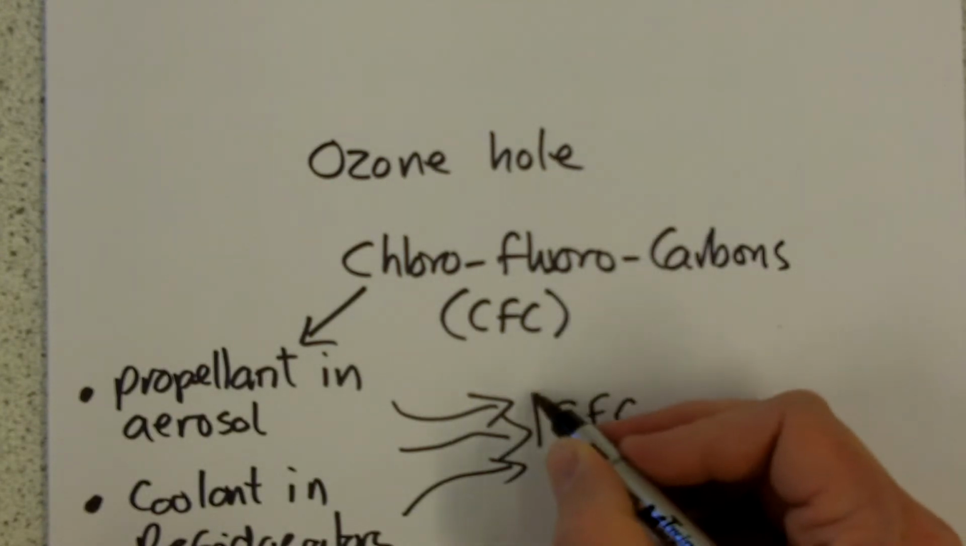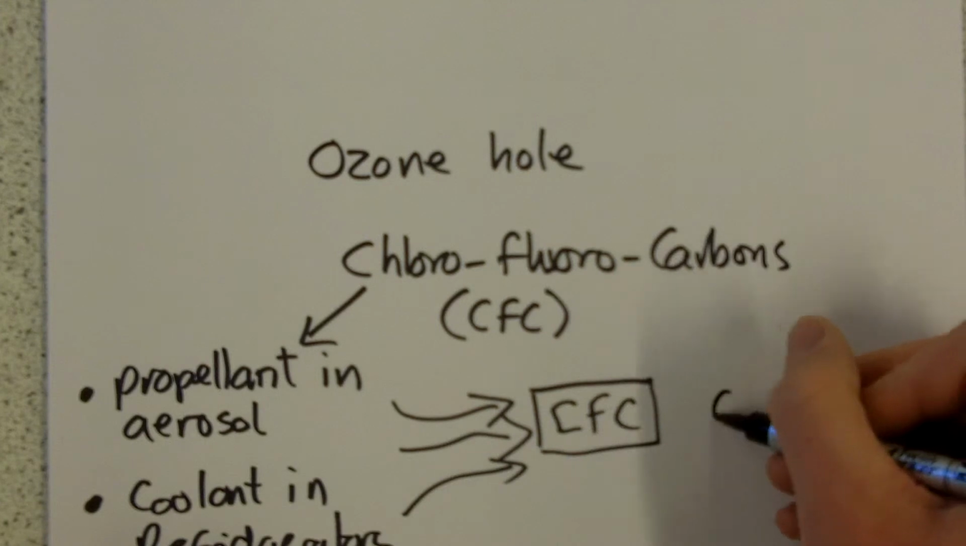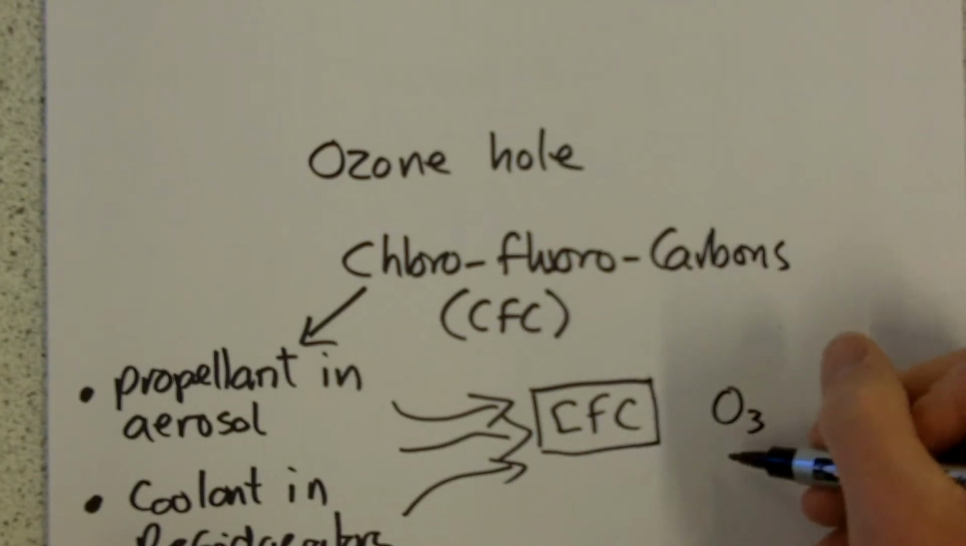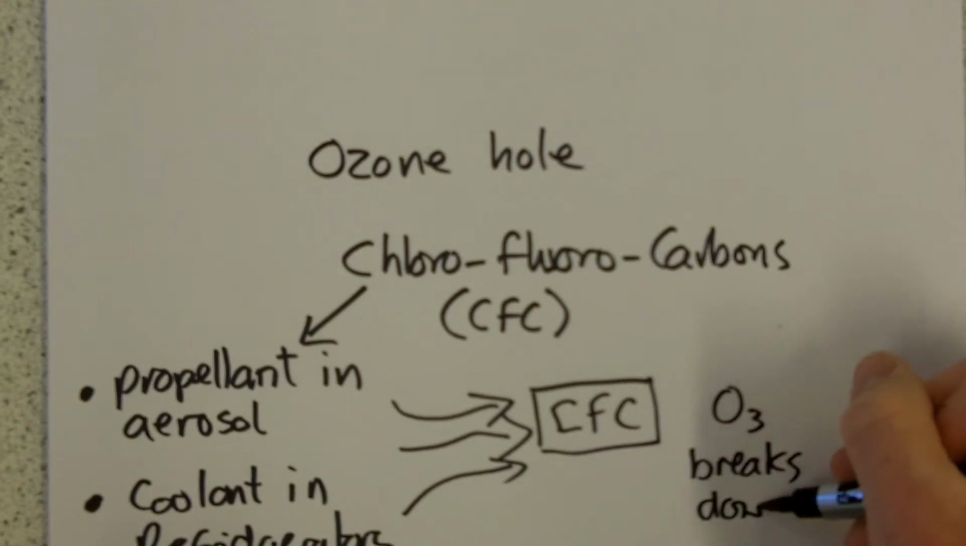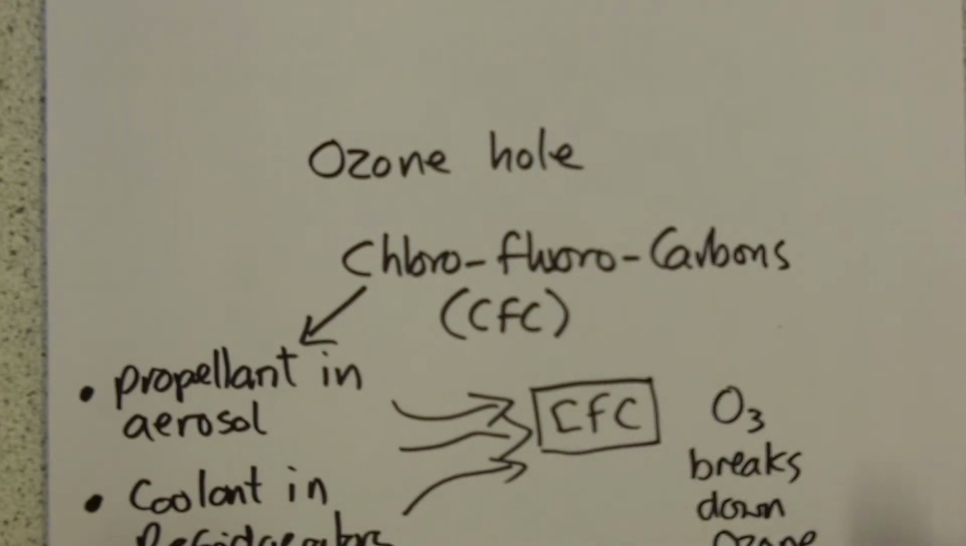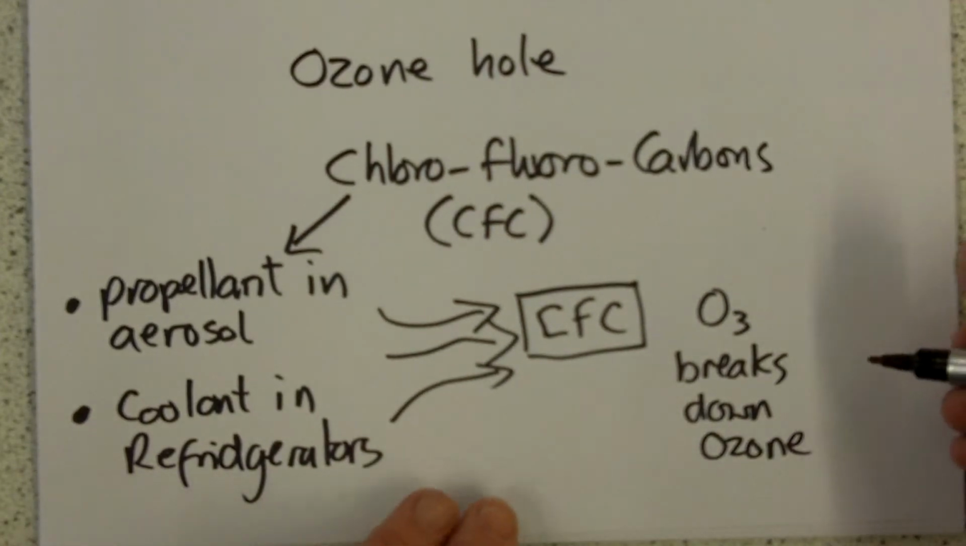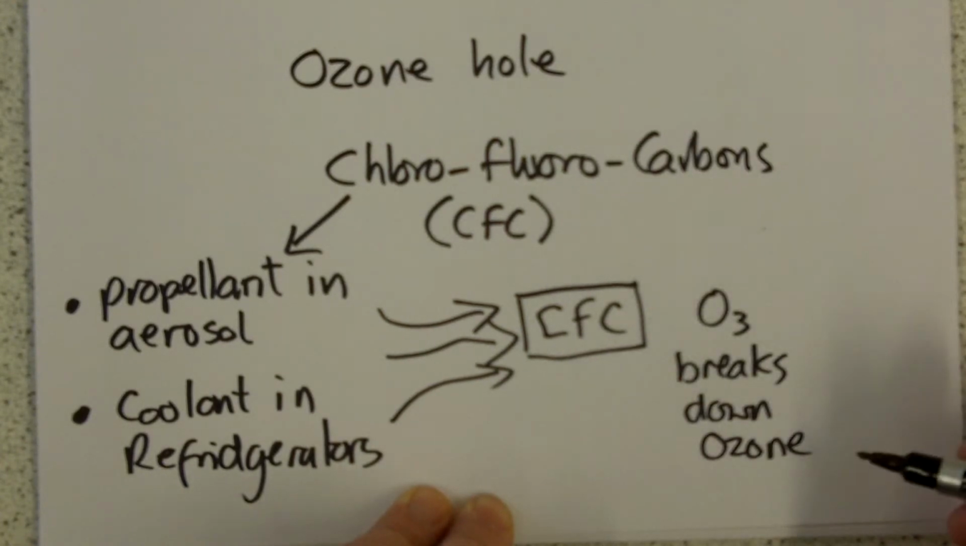Now the CFCs interact with the ozone in a way which breaks it down, but it breaks it down in a non-reversible way. So it breaks ozone down permanently. So what we end up getting is the ozone layer starting to break down.